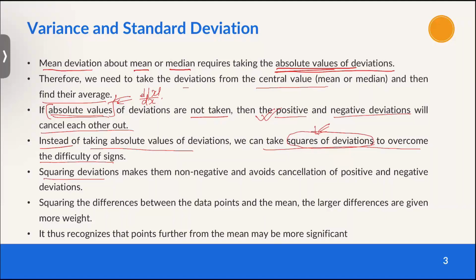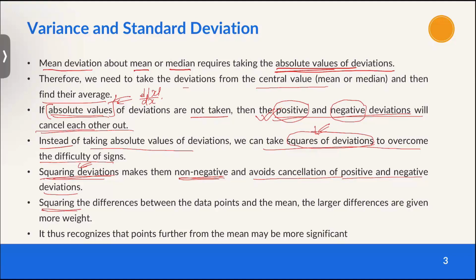Squaring of deviations makes them non-negative. So either it can be a positive deviation or a negative deviation. Squaring those numbers, either positive or negative, makes them all non-negative. Therefore, it avoids cancellation of positive and negative deviations. So we have overcome the difficulty of cancelling out the positive and negative deviations when we are taking the sum. Therefore, this is appropriate. This squaring of deviations has one more advantage. What is the next advantage?